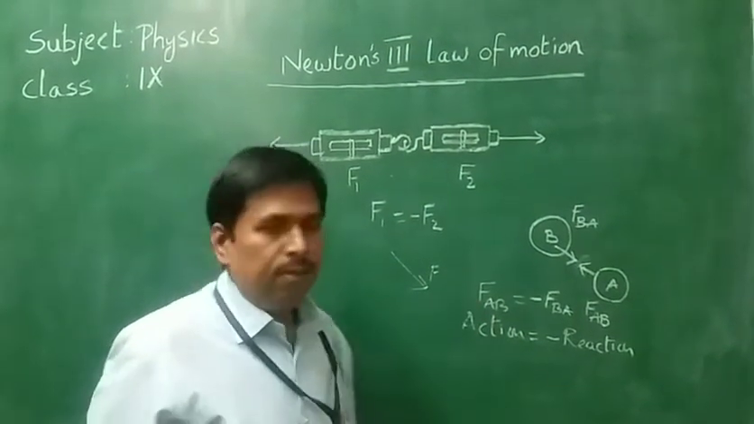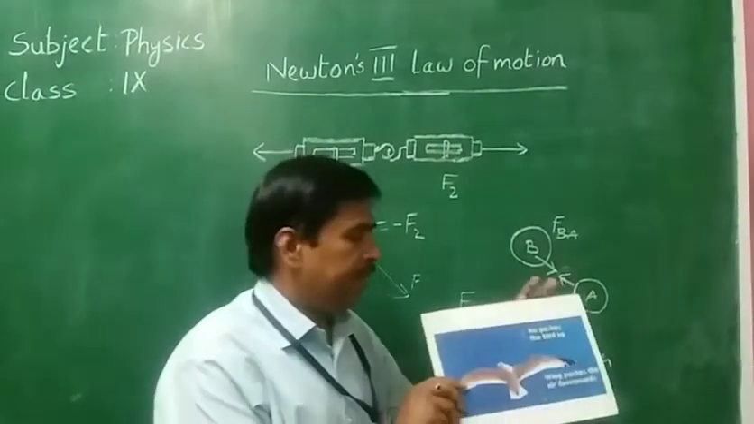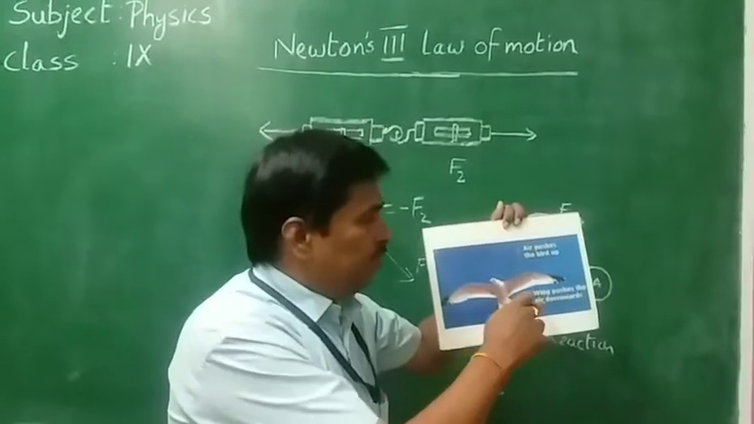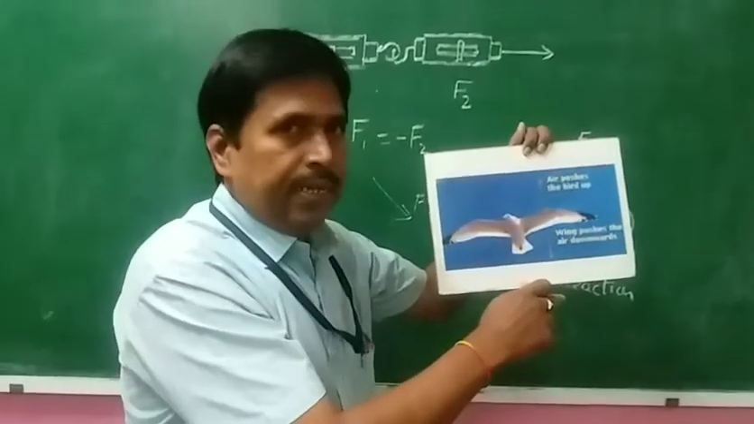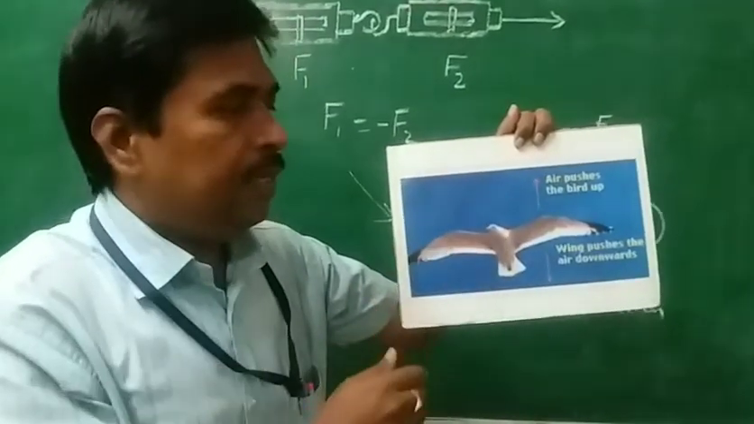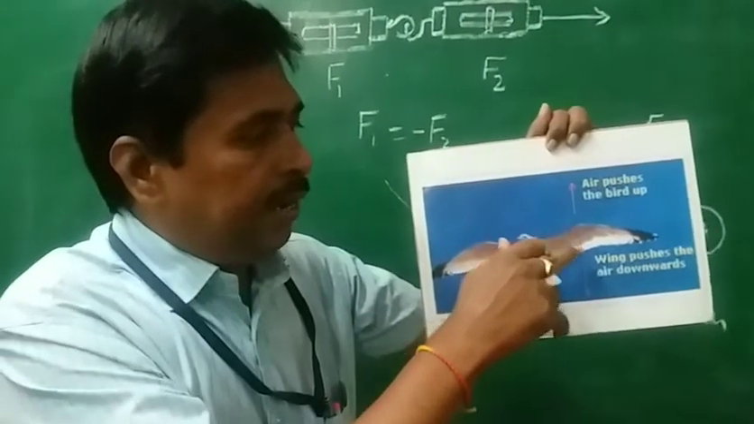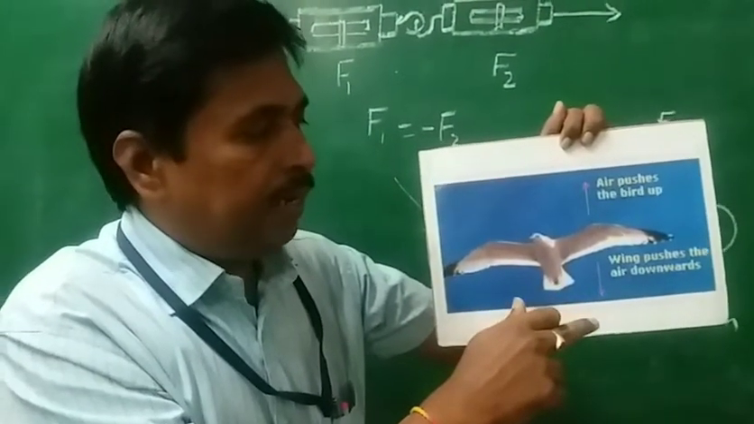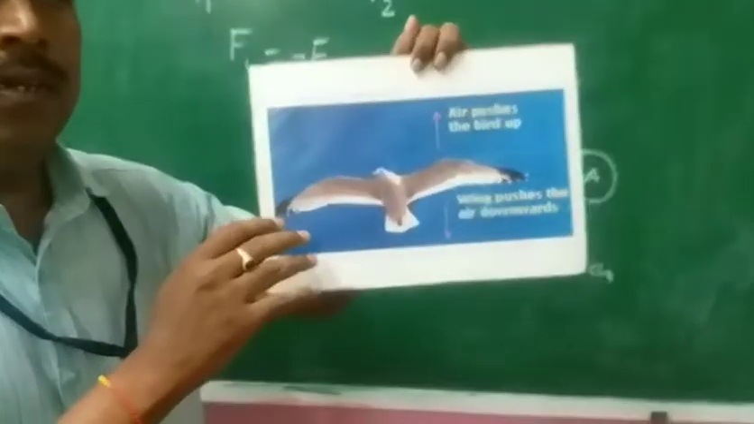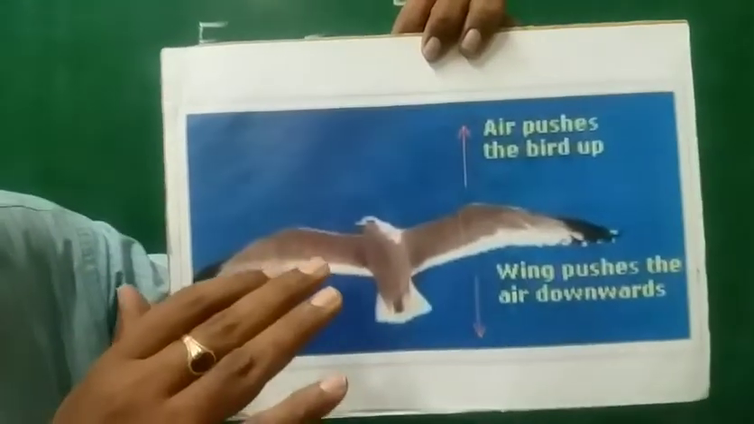When a bird flies in the sky, it flaps its wings. Whenever it flaps its wings, the wings push the air in the downward direction and the air pushes the bird in the upward direction, so that the bird can fly to greater heights. So the wings push the air downwards. That is called action, and the air pushes the bird in the upward direction. That is said to be reaction. So for every action there is an equal and opposite reaction.